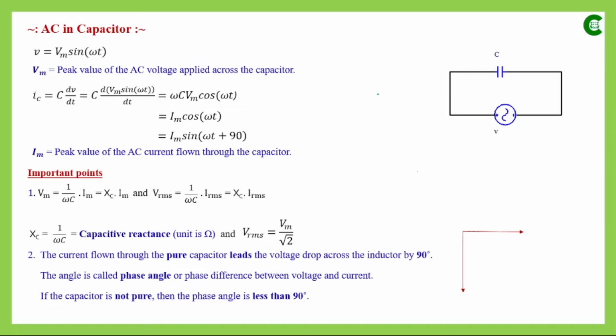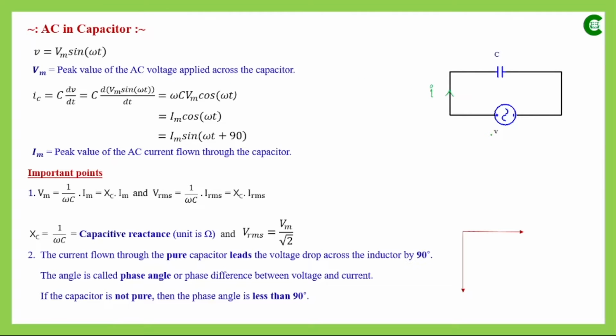First, we will start with a purely capacitive circuit. In this circuit, as we can see, we have a single capacitor that is energized by an AC voltage which is sinusoidal in nature. Let's assume that this AC voltage is supplying an AC current, I. Now this small v and small i represent the instantaneous values of voltage and current respectively. Now let's take voltage as a reference.